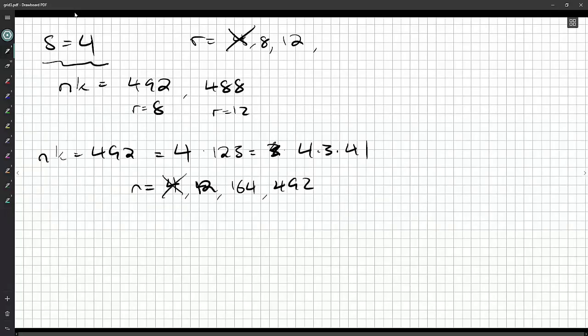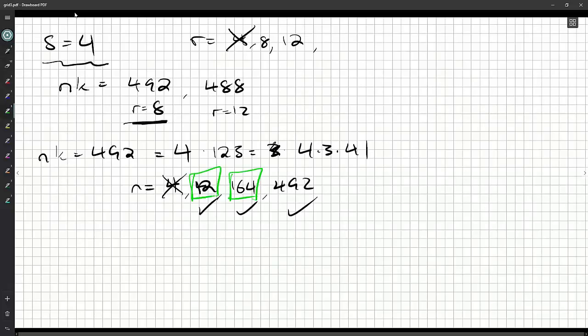Now, it can't be 4, because N has to be bigger than my R, which in this case is 8. When I divide 12 by 8, I can get a remainder of 4, so that works out. When I divide 164, well, I'm going a little faster, by 8, that'll leave a remainder of 4. And when I divide 492 by 8, that will also leave a remainder of 4. So these 3 all work. So I think in total we've got 6 going on.